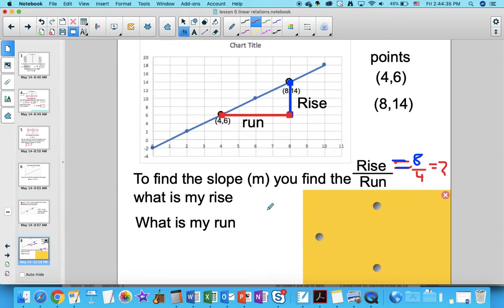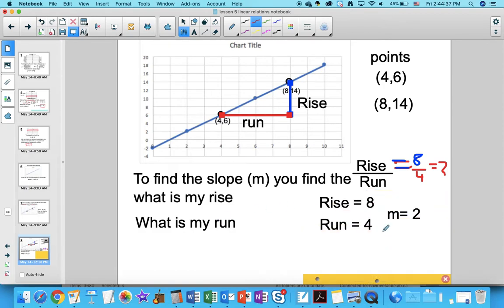So my slope should be 2, because rise, how much did the y change by? 6 to 14 is 8, right? And my run is 4. 4 to 8 is 4, and I divide them. 8 divided by 4 is 2. So my slope is 2. So my equation so far starts out as y equals 2x plus b, right? y equals 2x plus b.